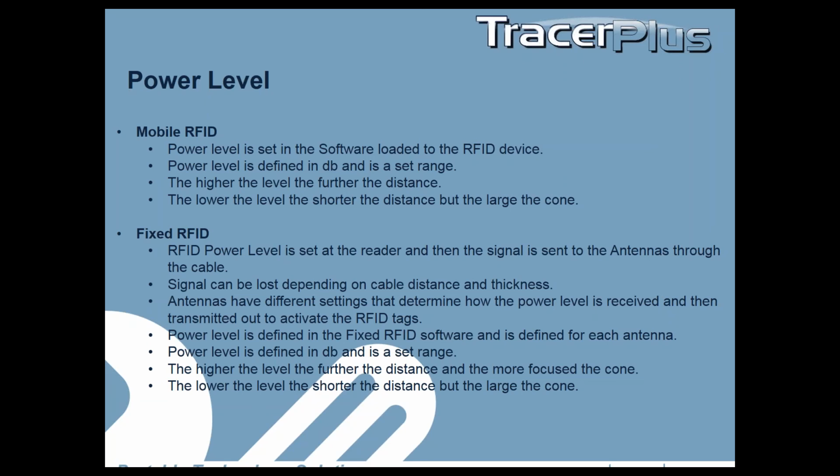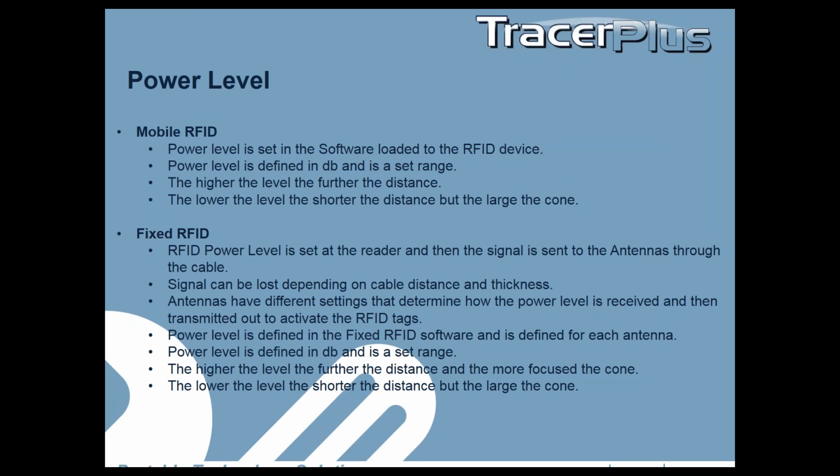Once again, like mobile, it's defined in the fixed RFID software, and the difference here is that you're defining a power level for each antenna that you connect to the reader. Most readers will support anywhere from 2 to 8 antennas, and with our ClearStream software, you're able to set a power level for each one of those antennas individually. Based on where they're located, you may want to dial up or dial back the power level, depending on how you want to read the tags.